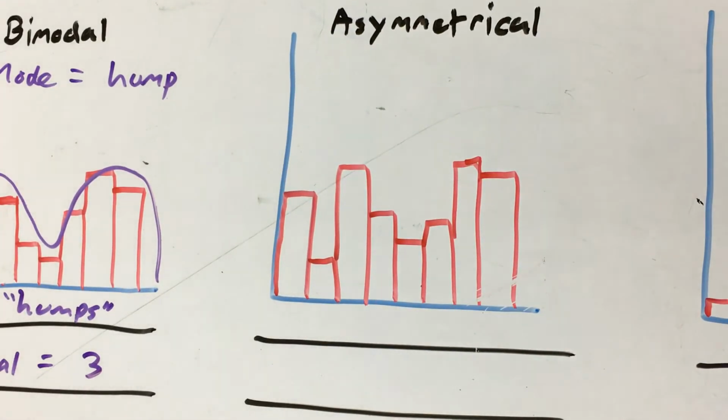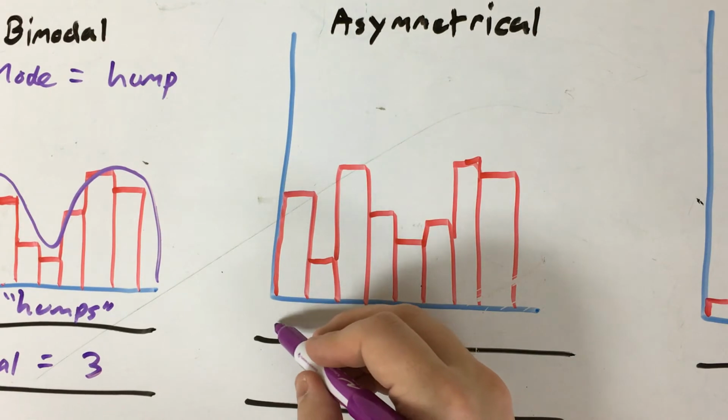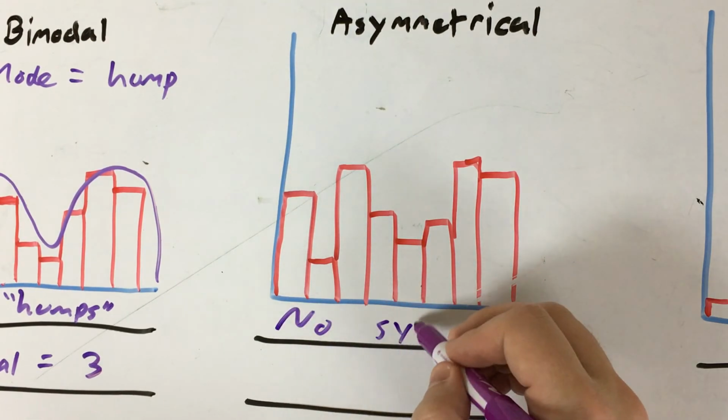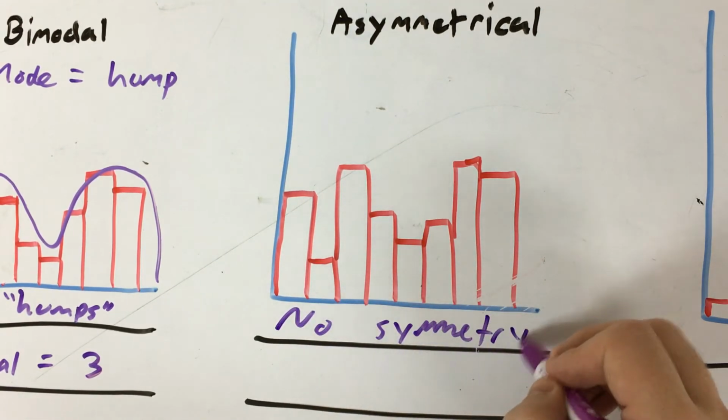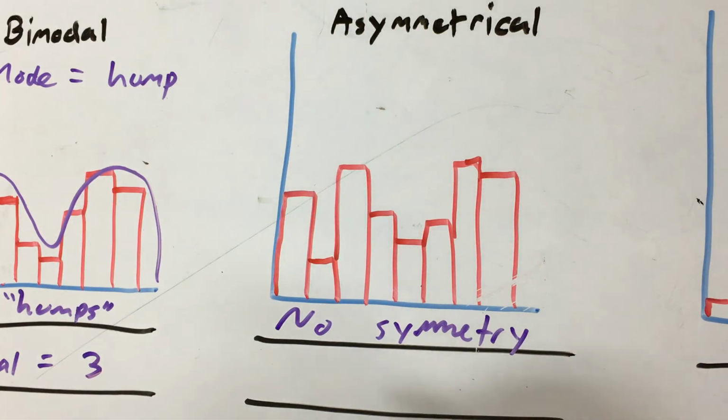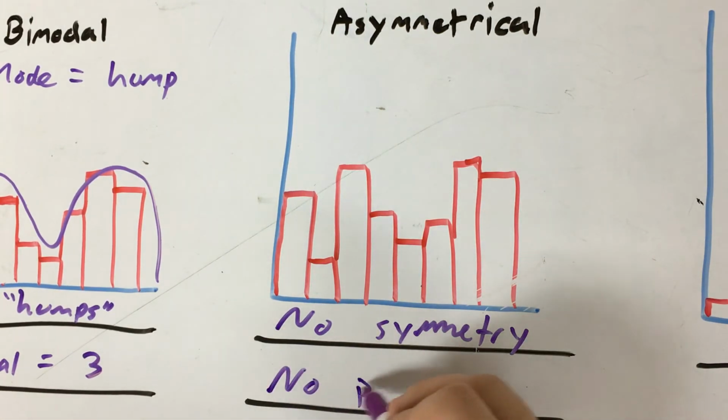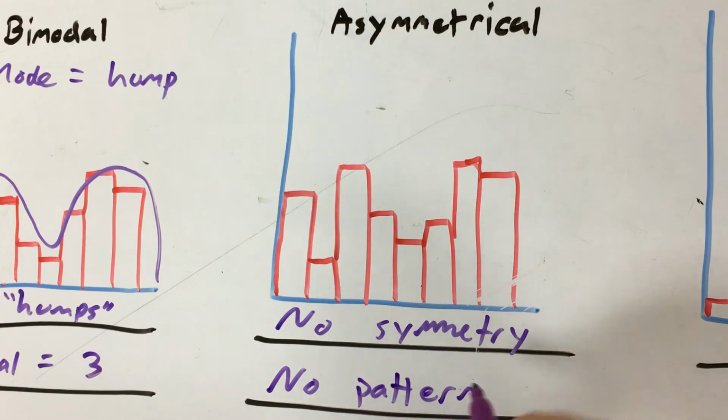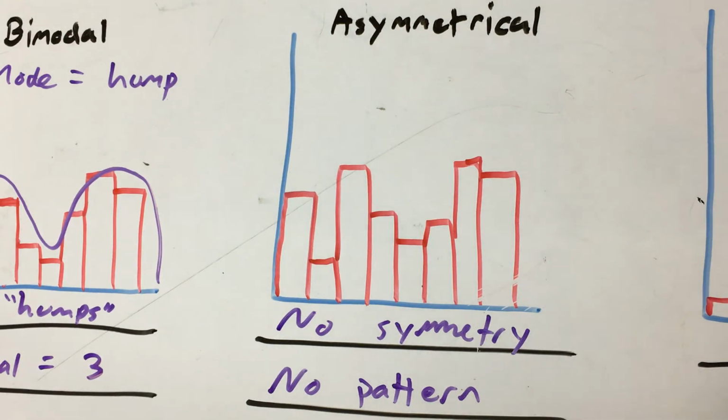Next, we have the asymmetrical distribution, and this one I'm not even going to bother drawing the shape for, because the basic idea of an asymmetrical distribution is not just that there's no symmetry like the name would imply, but there's not really any kind of pattern that we can easily work with. That is an asymmetrical distribution.